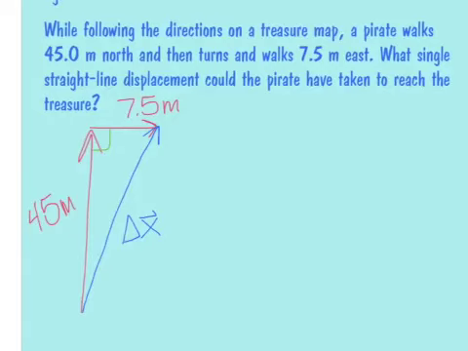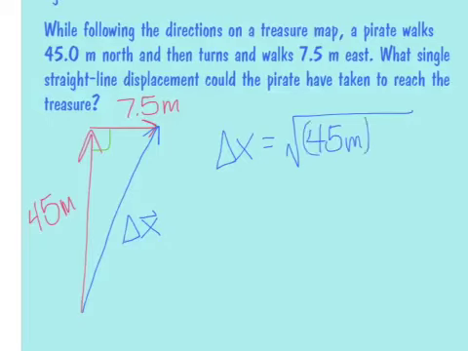So, if we're trying to find the magnitude of my resultant vector, the Pythagorean theorem is the best thing to use. The magnitude delta x is equal to the square root of 45 meters squared plus 7.5 meters squared. That yields a magnitude of 45.6 meters.